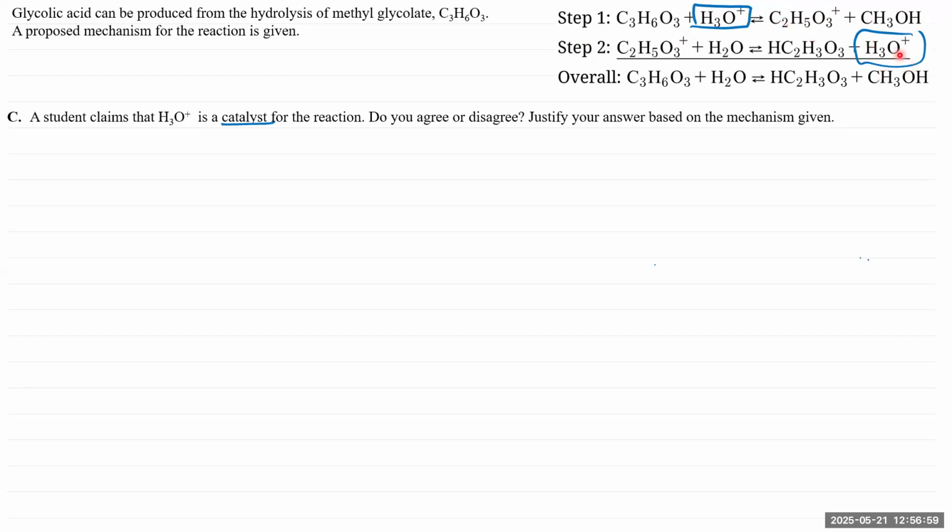Whereas intermediates are backwards, right? Intermediates are created in one step and spent in a subsequent step, right? So essentially, in the end, the student's claim is actually correct, right? So I'm going to write that I agree with the student.